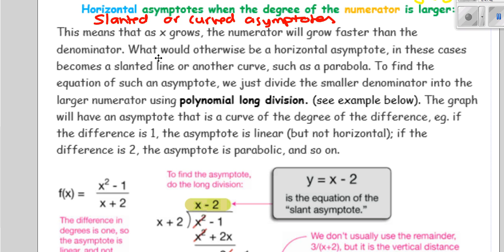So what would otherwise normally be a horizontal asymptote, in these cases, can become a slanted line, like a diagonal line instead, or another curve, could look kind of like a quadratic asymptote, such as a parabola. To find the equation of such an asymptote, we have to do a thing called polynomial long division, which I didn't think was really in your course, but we'll do it anyway.